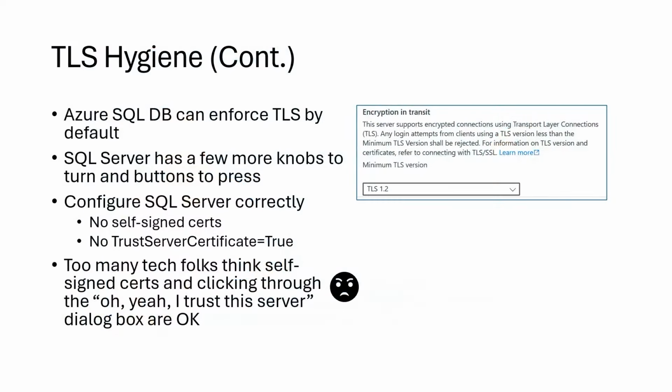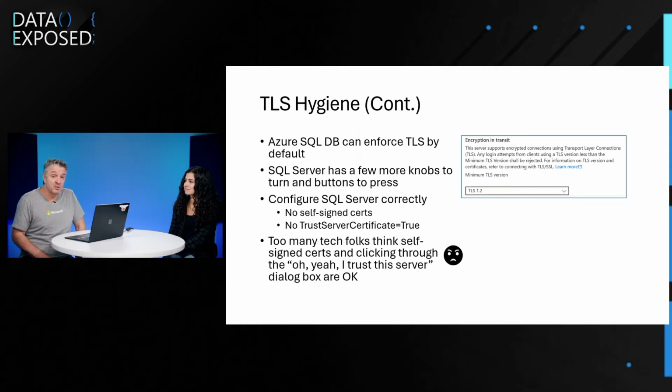First and foremost, Azure SQL Database does actually enforce TLS by default. It's an option that you can set there, and you can even set the protocol version, and the default will be TLS 1.2. That certainly is the minimum that anyone should be going for. SQL Server itself has a few more knobs and buttons you've got to press to enable TLS, but that's still really important. Make sure you configure SQL Server correctly. For example, don't use self-signed certificates and don't use trust server certificate equals true in your connection strings.